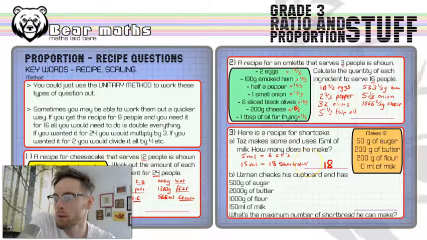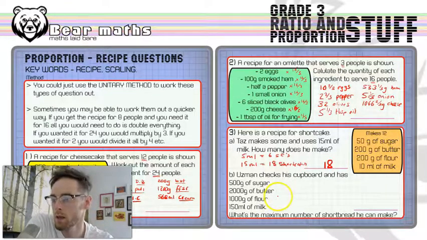In B, we've got Usman checks his cupboard and has got 500 grams of sugar, 2,000 grams of butter, 1,000 grams of flour, and 150 milliliters of milk. What's the maximum number of shortbread that he can make? First of all, I'm not sure why he's got his milk in his cupboard. Probably should be in the fridge along with the butter, but never mind.